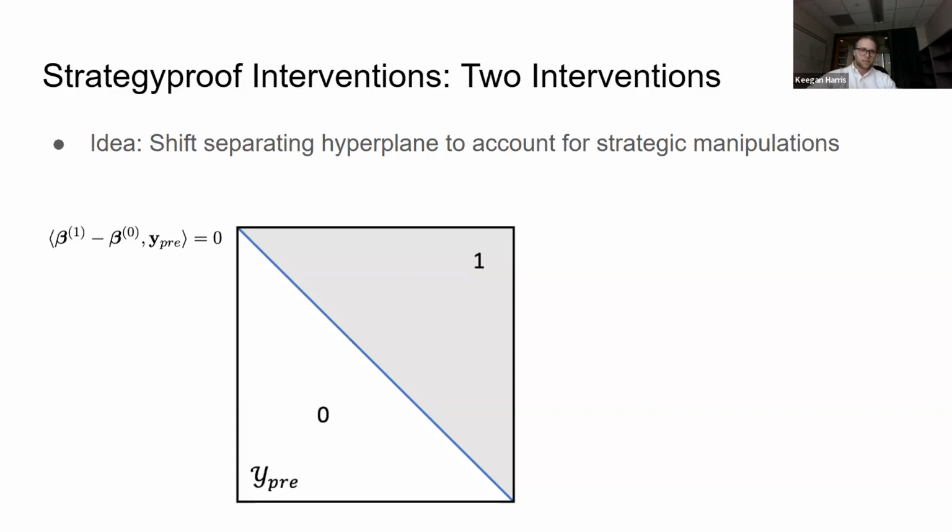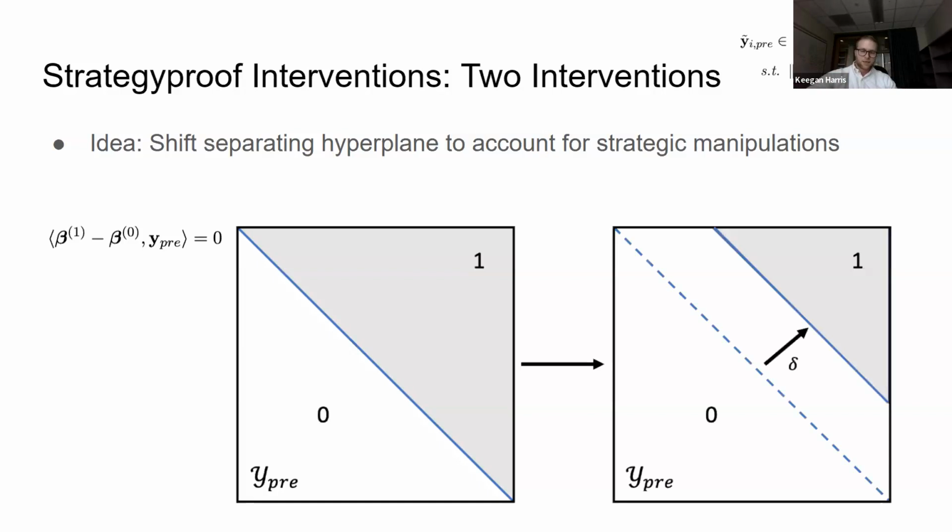And so the basic idea in order to make a strategy-proof intervention policy is to shift this separating hyperplane to account for the strategic manipulations. In particular, recall our effort budget assumption, where we assume that units can modify their pre-intervention outcomes according to some bounded L2 norm. So under this assumption, we can shift our separating hyperplane by delta in order to account for the strategic manipulations.